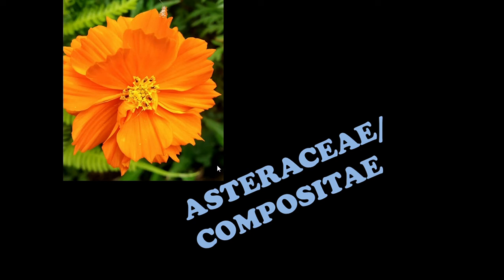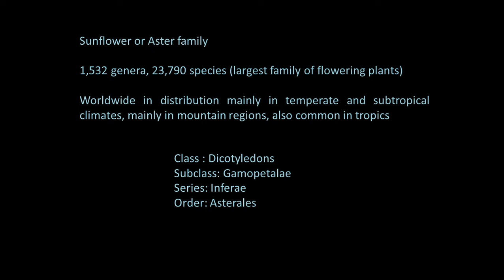This video is about the family Asteraceae or Compositae, otherwise called the sunflower or aster family. It includes approximately 1,532 genera and 23,790 species. It is one of the largest families of flowering plants. Its distribution is worldwide, mainly in temperate and subtropical climates, mainly in mountain regions, also common in the tropics.